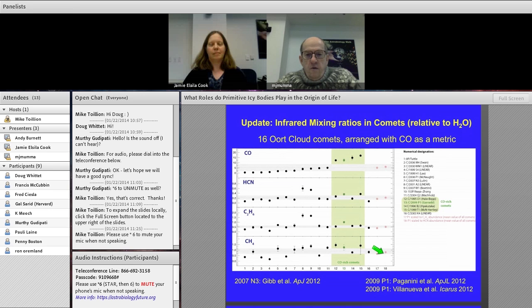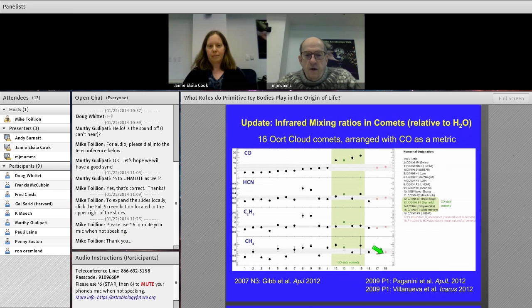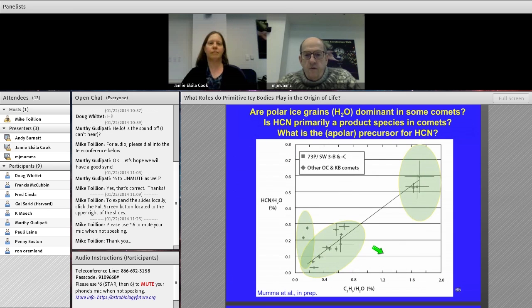But when you look for correlations of molecule to molecule, really the thing that jumps out at you, if you look at this for a little while, is that HCN is correlated with ethane, but not with CO and not with methane, for example. And so this suggests that looking at different comets and the correlation of these two molecules might in fact reveal some new information.